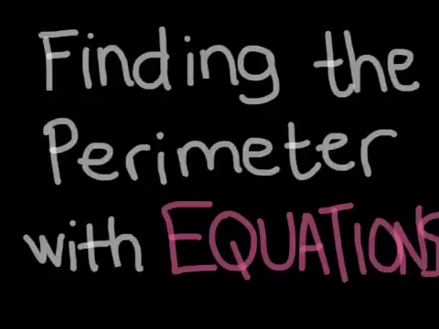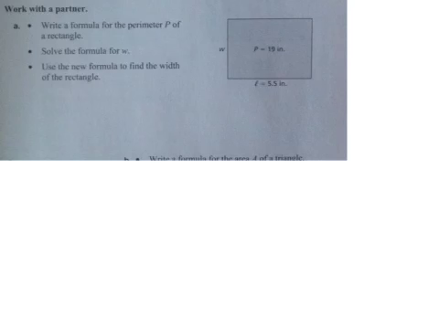Alright, so today we learned about finding the perimeter of an object using equations. So I wanted to do a quick video to review what we practiced. This was the problem we started with today. It says write a formula for the perimeter of a rectangle. You're given the total perimeter, here P is 19 inches, and we're looking to solve for W. We are also given length is 5.5 inches.